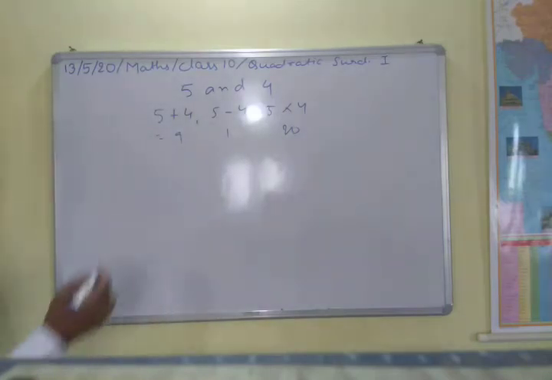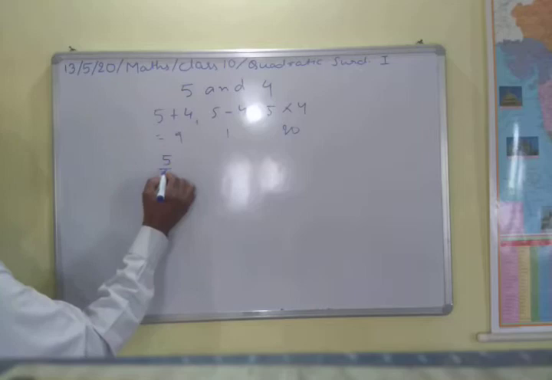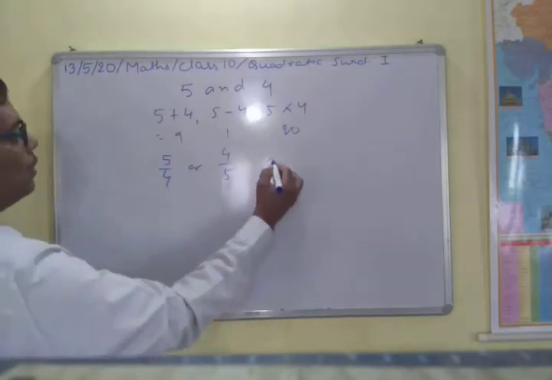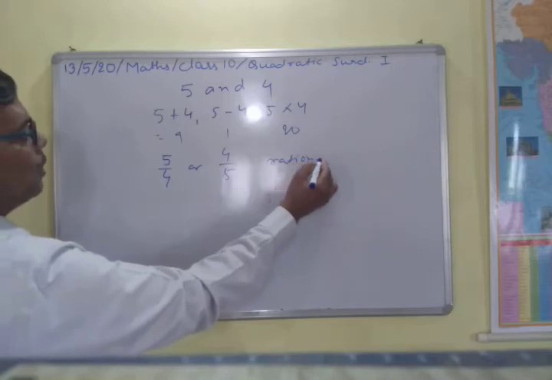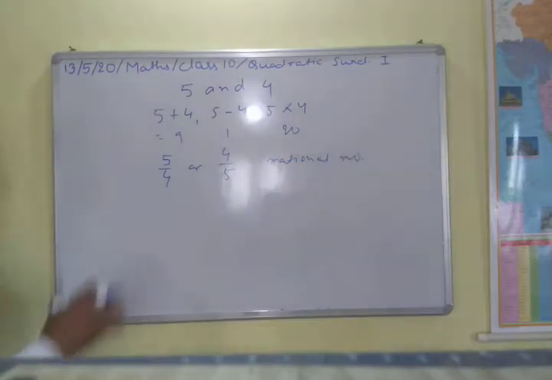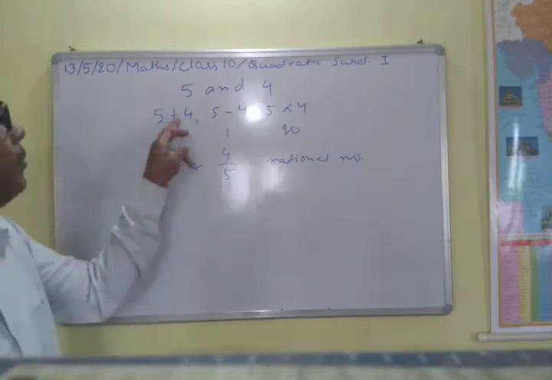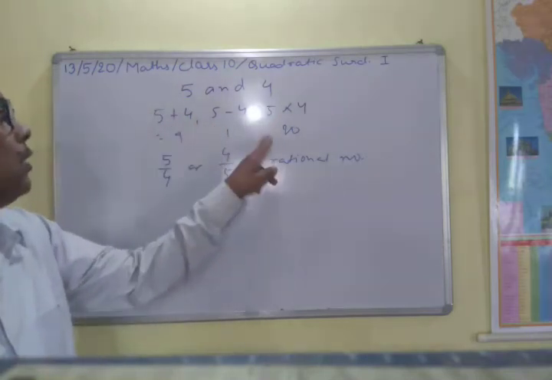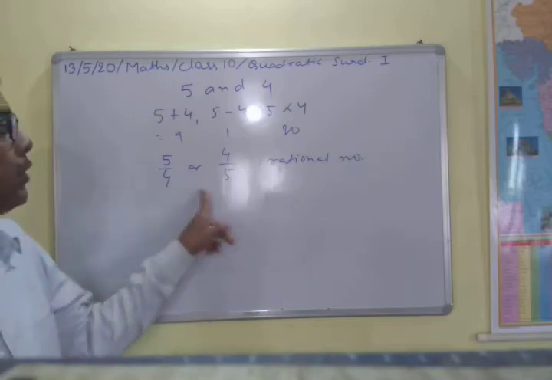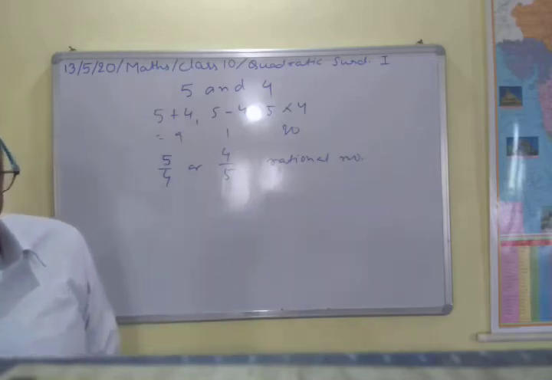But if you find 5 by 4 or 4 by 5, then these are rational numbers. These are not integers. So the sum, difference and product are integers, but the division is not an integer in this case.